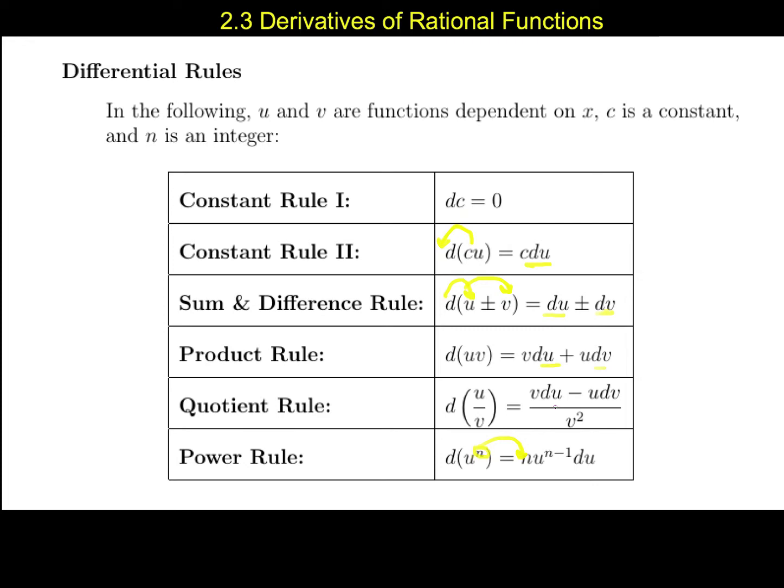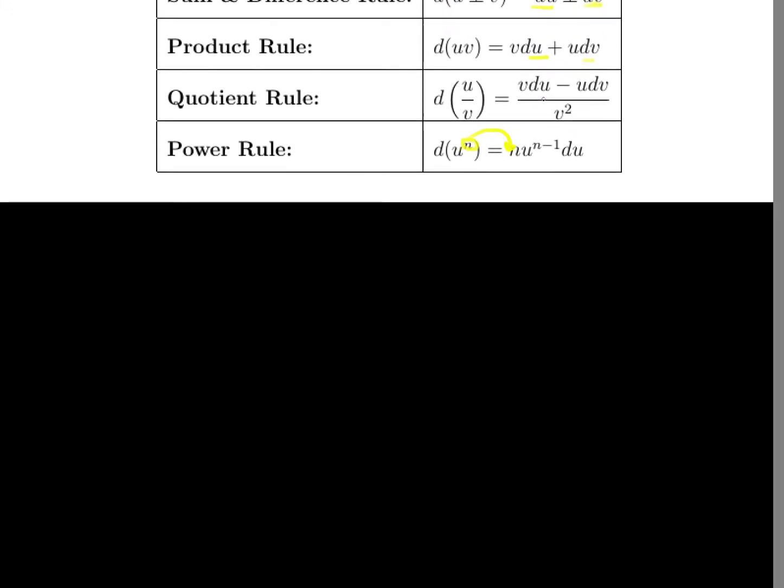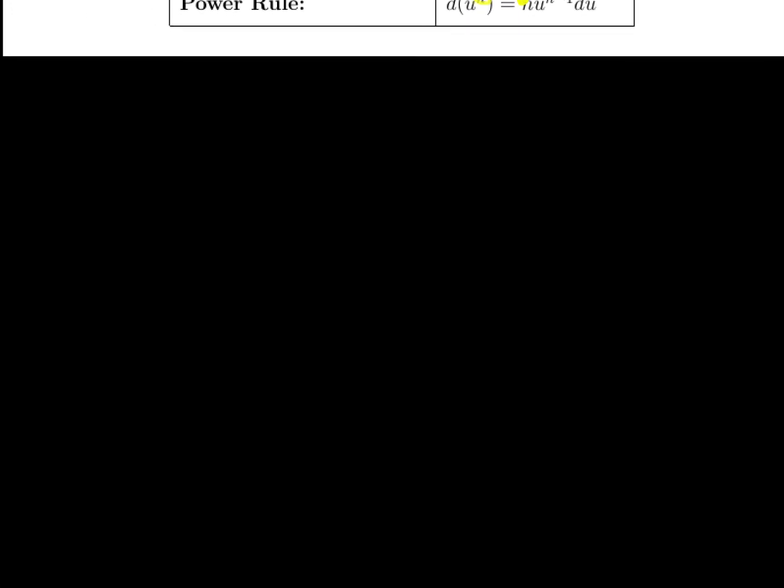So with that said, let's jump into our first example. We'll take the derivative of a basic polynomial. So let's say that f of x is equal to, let's say, 3x squared plus 5x minus 4. And we want to know what is the derivative. What is f prime equal to?